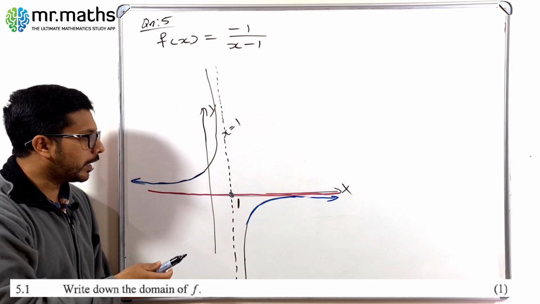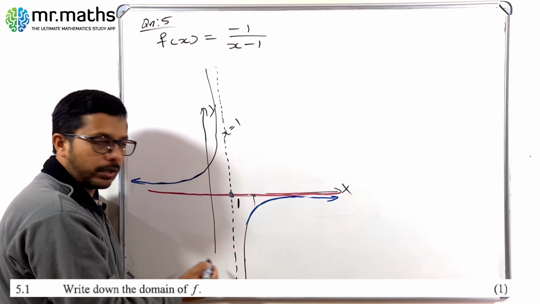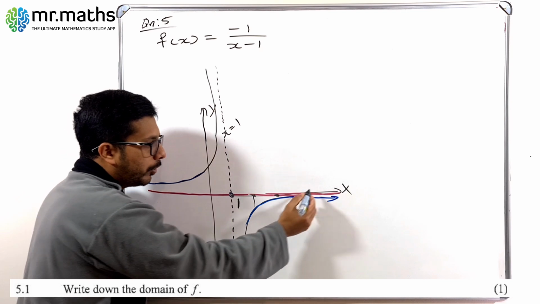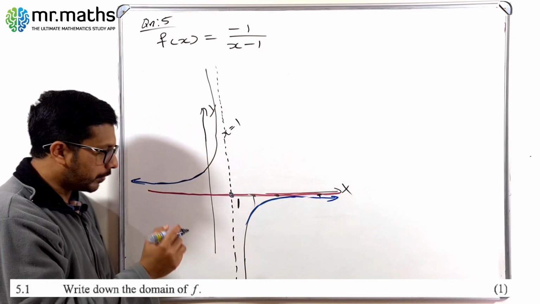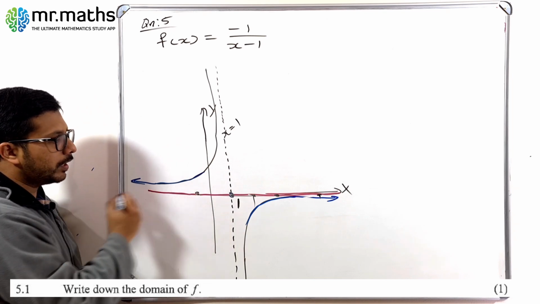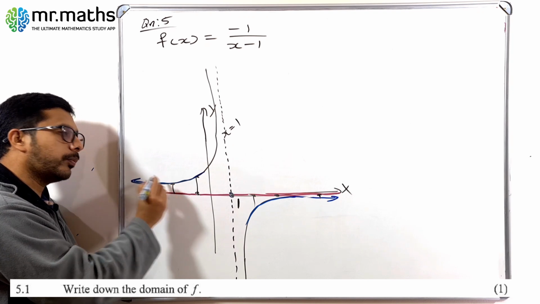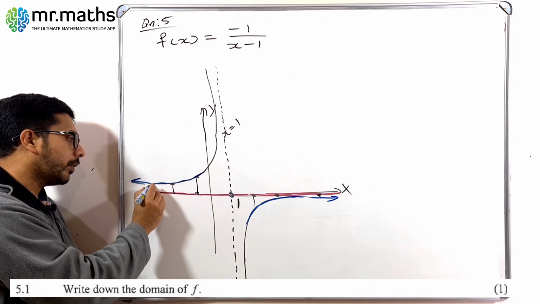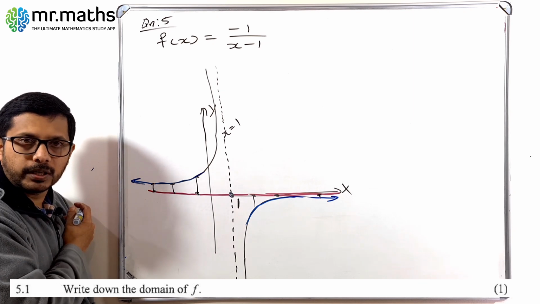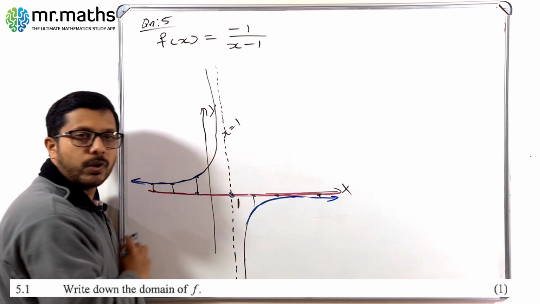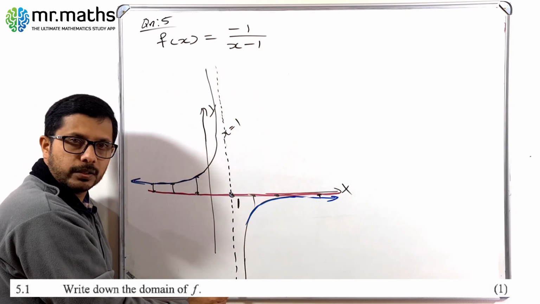So it means that for all the other values, if I take x as 2, I can find a point on the graph. If I take x as 3, I can find a point. If I take x as 100, I can find a point on the graph. Similarly to this side, if I take x as minus 1, I can find a point on the graph. Minus 2, minus 3, minus 100, 1 million, I can find a point on the graph. But what about x is equal to 1? Is it possible for me to find a point on the graph on both sides? No.